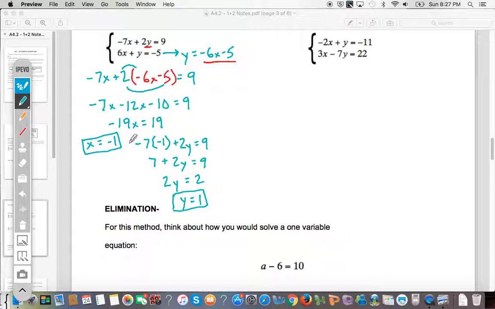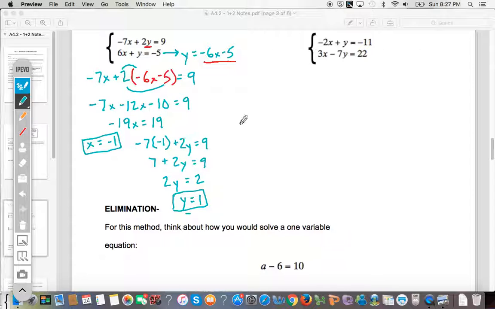Okay, so that's my solution right there. x equals -1, y equals 1. So just to reiterate that graphing part, if we were to graph these two lines, put them in slope-intercept form and graph them, they would cross at the point x equals -1, y equals 1. So the ordered pair -1, 1.